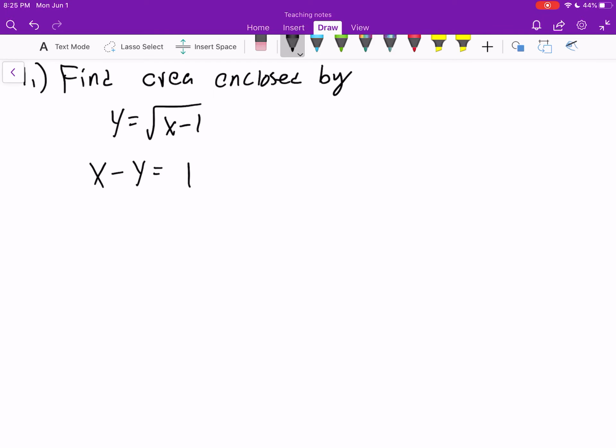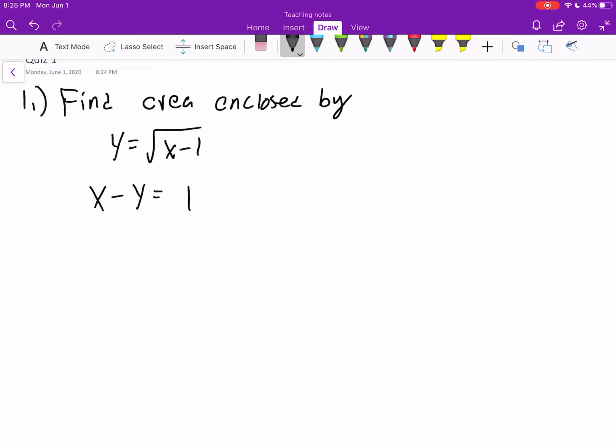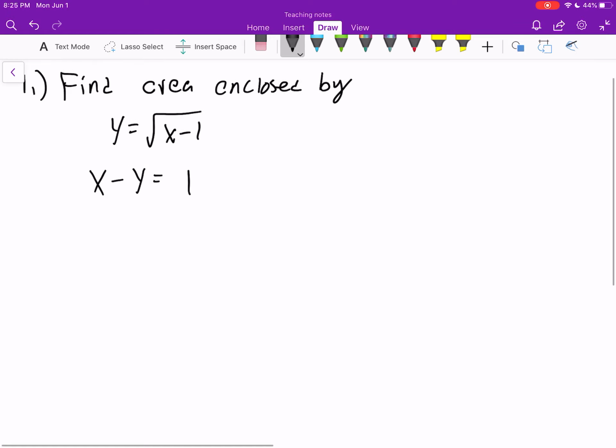The first question for quiz 1 was to find this area. So it's the area enclosed by y is equal to the square root of x minus 1 and x minus y is equal to 1. We want to graph these things.